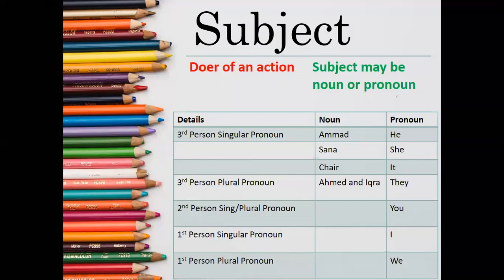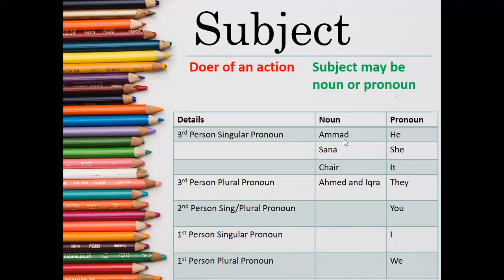So he, she, it are pronouns, and they are the third person singular pronouns. When we talk about he, she, it, they are third person singular. And they is the third person plural pronoun.